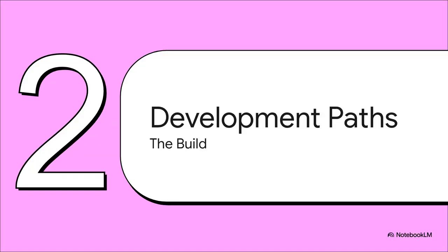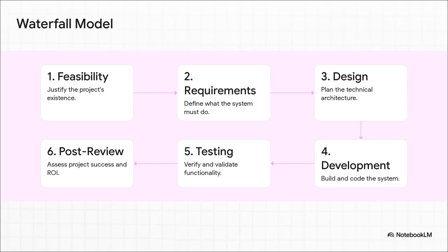Okay, so the plan is approved, the money is there. Now for the next huge decision. How are we actually going to build this thing? The path they choose here is going to have massive ripple effects on risk, on controls, and on your entire audit approach. And here's the granddaddy of them all, the traditional waterfall model.